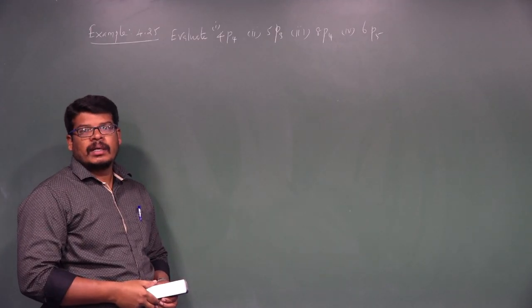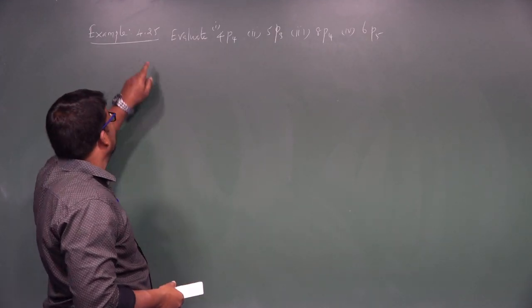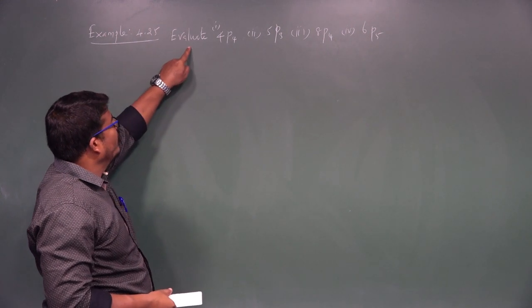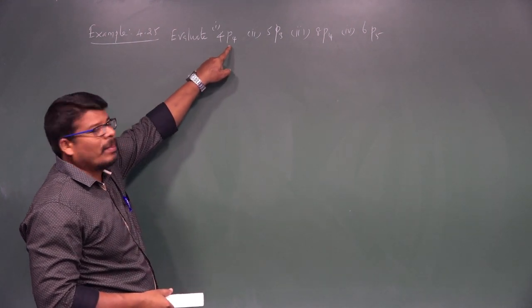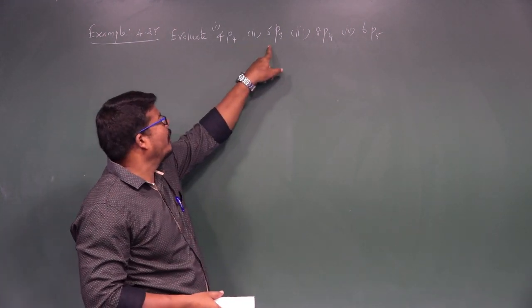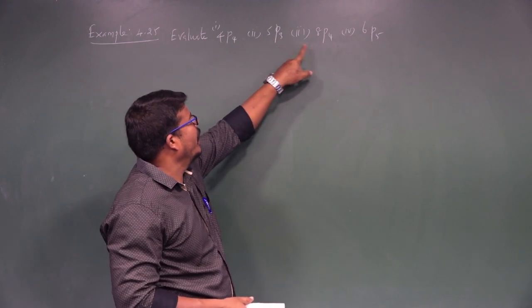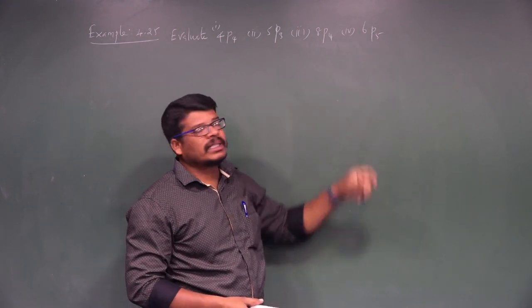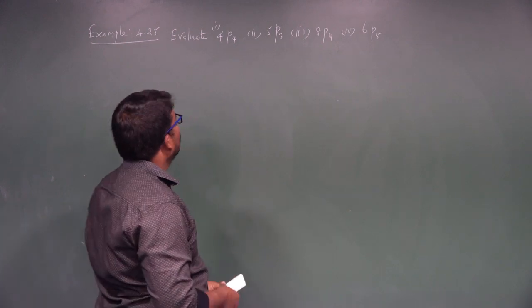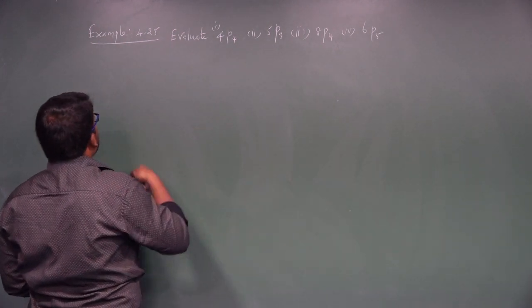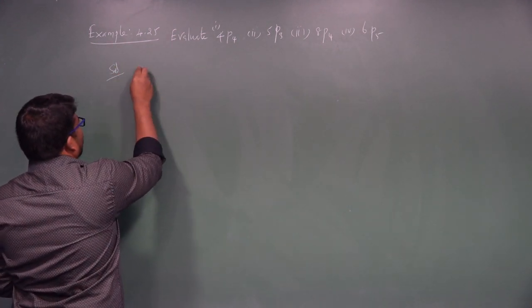Now let us discuss an example problem. Example 4.25. Evaluate the first one, 4P4, the second one 5P3, the third one 8P4, and the fourth one 6P5. First, find 4P4. Write the first solution.